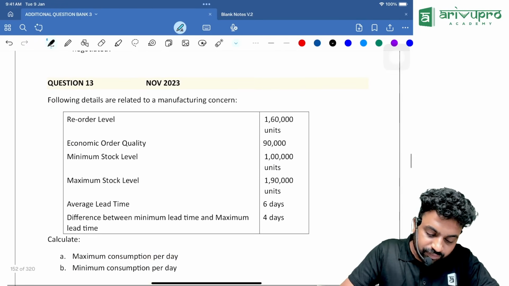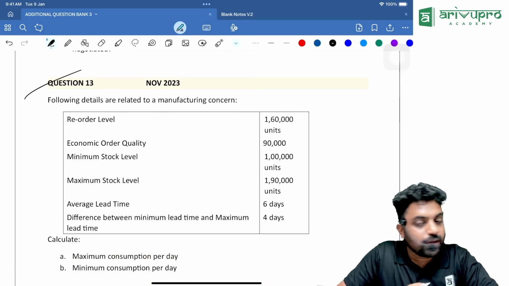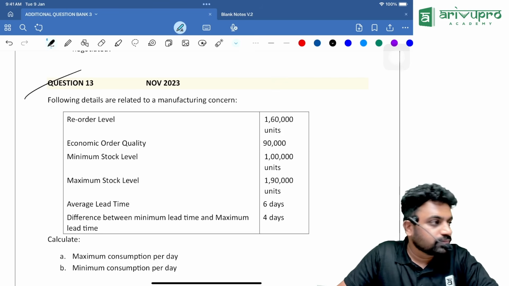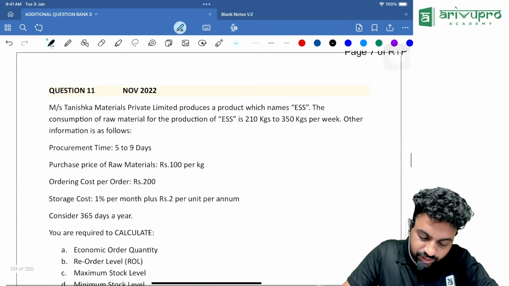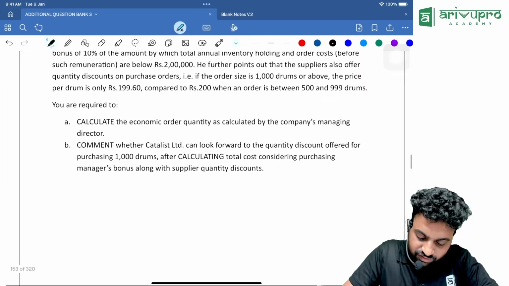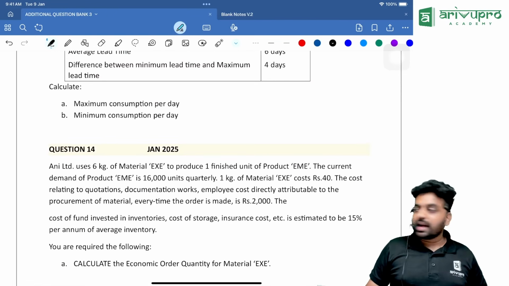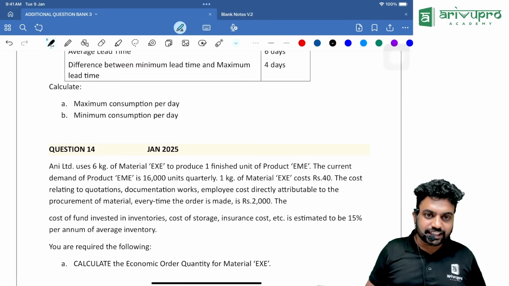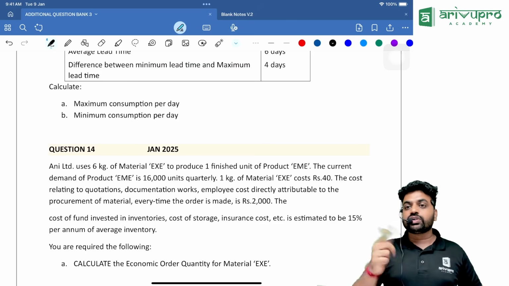This is your November 23 RTP question, which is basically our PYP question. So how many more questions are remaining? 11, 12, 14, 15. 4 more, no? Okay. We'll take a break now and we'll come back. We are starting at sharp 6 and we are solving these 4 in another 10-15 minutes. Then we are going to the employee cost.